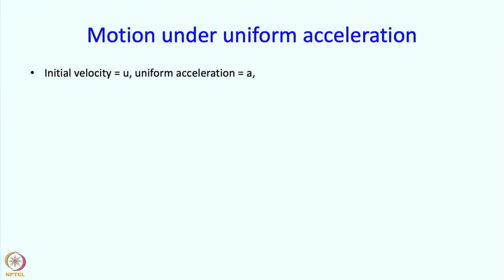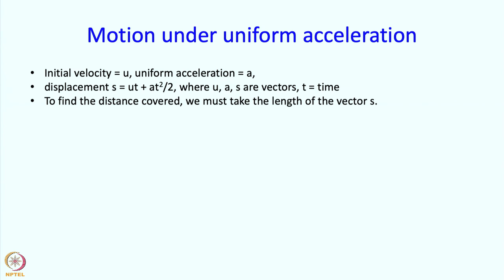Well, here is an example of use of vectors in which these operations can come in quite handy, and this is so-called motion under uniform acceleration. Okay. So, we have a particle which has initial velocity u and uniform acceleration a. Then its displacement at time t, s, is given as u times t plus a t squared by 2. And this is applicable even if u, a and s are vectors and t is a scalar, it's a time. To find the total distance covered, or the total displacement rather, we must take the length of the vector s.